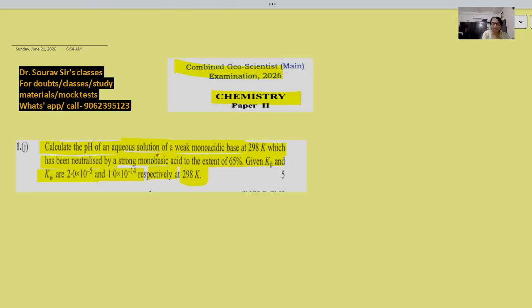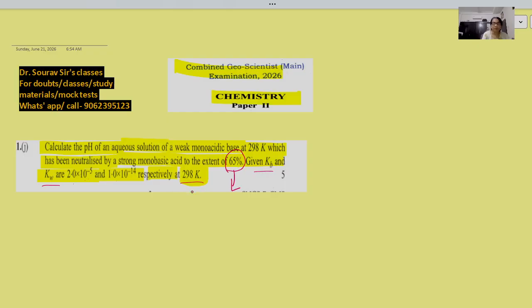Calculate the pH of an aqueous solution of a weak monoacidic base at 298 Kelvin, which has been neutralized by a strong monobasic acid to the extent of 65%. That is, 65% neutralization is done, and given Kb and Kw are 2.0 × 10^-5 and 1.0 × 10^-14 respectively at 298 Kelvin.